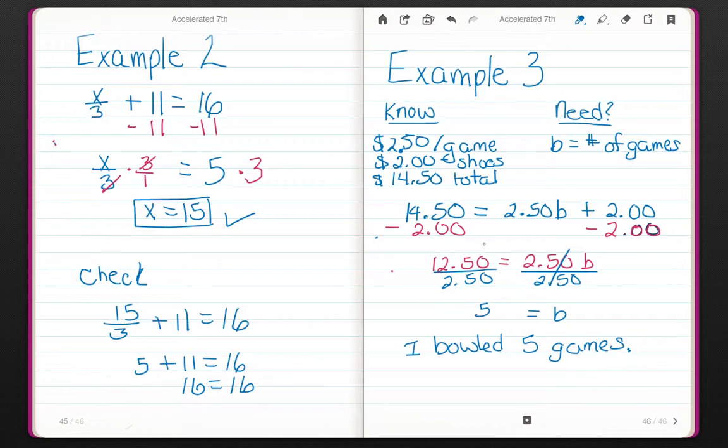So if I were to check and plug that back in, $2.50 times 5 should equal $12.50, plus $2 for shoes equals $14.50. Okay, that's it for today. Please complete the quick checks and the check your understanding, and we will go over it tomorrow.